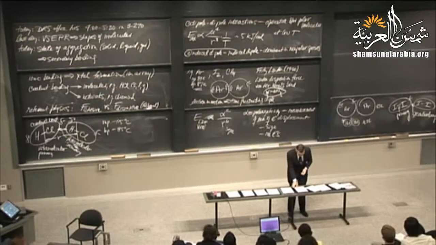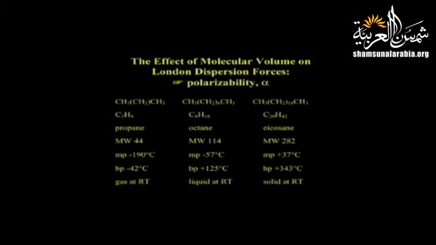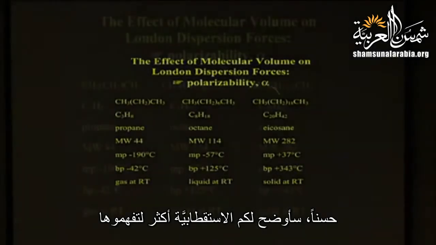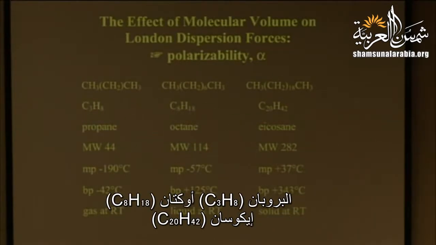So now let's look at another one. This one gets on my nerves. Actually, this is good. This isn't the bad one. All right, so I want to show you polarizability. So here's a series of sp3 hybridized chains: propane, octane, icosane.